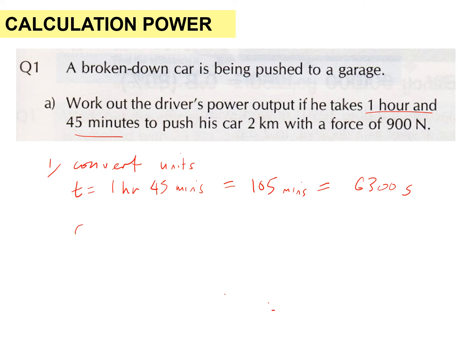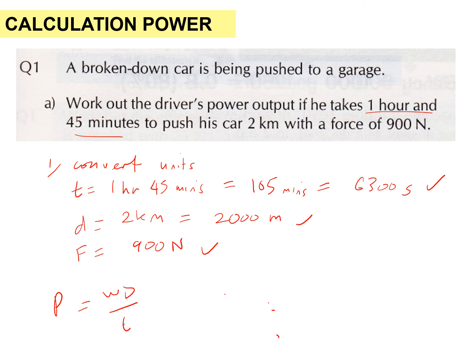The distance is 2 kilometers, so that's 2,000 meters. Got to be in meters. The force looks good. That's 900 newtons. That's fine. So these are now all in the correct units. So power equals work done over time. Work done is force times distance. Force times distance over time.